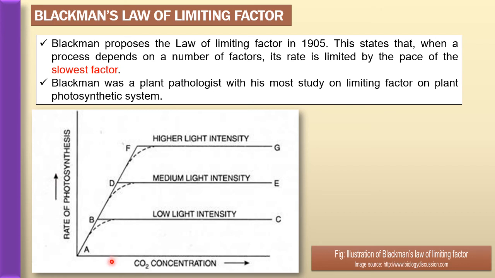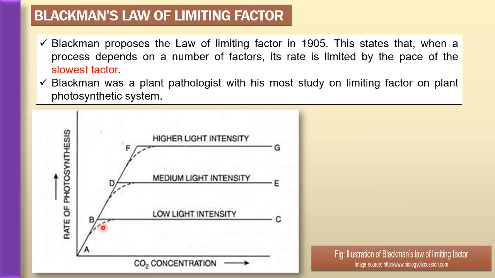Suppose a leaf is exposed to a certain light intensity which can utilize 5 mg of carbon dioxide per hour in photosynthesis. If only 1 mg of carbon dioxide enters the leaf in an hour, the rate of photosynthesis is limited due to the carbon dioxide factor. But as the concentration of carbon dioxide gradually increases from 1 to 5 mg per hour, the rate of photosynthesis is also increased along the line AB. So when carbon dioxide concentration increases, the photosynthesis rate increases along the line AB.